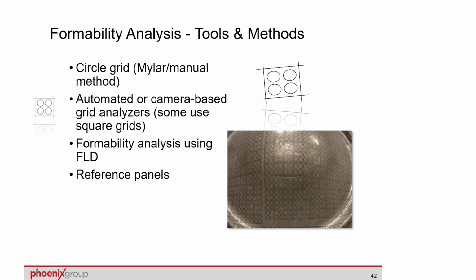We use automated and camera-based systems now, not just manual circle grid. We create forming limit curves and forming limit diagrams, and we position points on those curves to tell us effectively what's the nearness to failure, because that's what we really want to know. We want to know how safe this material is and how stable this material is. So that's why we use formability analysis.